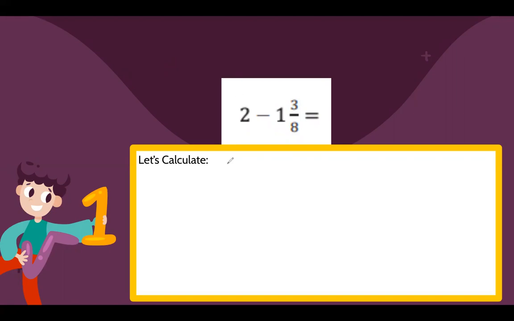Okay, so we have 2 minus 1 and 3/4. So let's write it vertically. Minus 1, whole numbers with whole numbers, 3/8. Now, some of you should already be asking yourselves, what's that fraction that equals 1 that I'm going to put up here to subtract the 3/8?